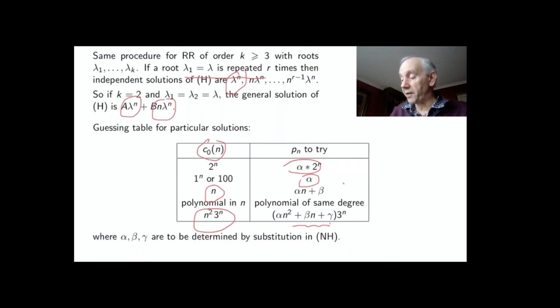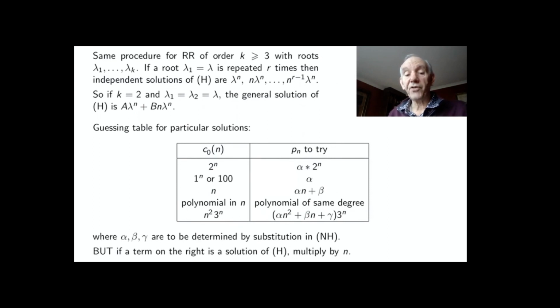So the last remark then is, if any term on the right-hand side, like this one, or this one, or this one, is a solution of the homogeneous equation, then you have to multiply everything on the right-hand side by n. And if you had a repeated root of the homogeneous equation and a solution of the homogeneous equation visible, you'd have to multiply everything by n squared. That's about as complicated as it's going to get.